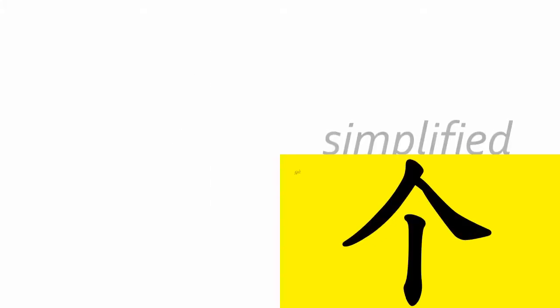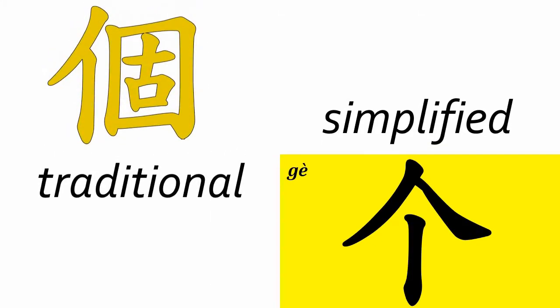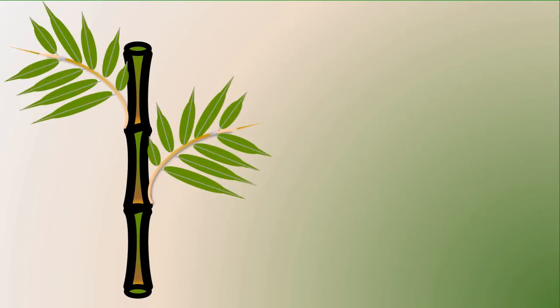Before going further, we should review the character 个 from lesson 25, which you might recall is one half of a bamboo branch, signifying one unit of anything. Now we need to learn the full and proper character for bamboo.